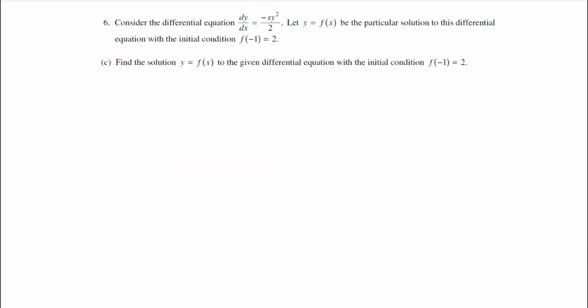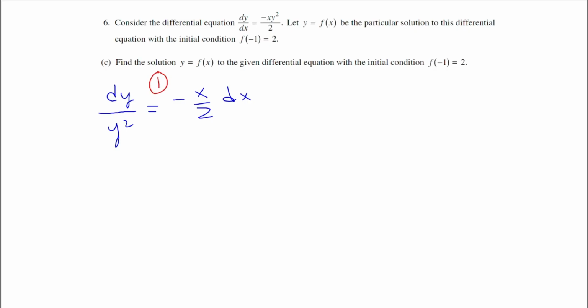And now in part C, we're going to get our last 6 points here to solve the differential equation with the given initial condition. And so this is a separable differential equation, so we're going to bring all the y stuff to the left and the dx to the right. So we're going to have dy over y squared equals, if we divide by the y squared, negative x over 2 dx, bringing the dx to the right. And you get 1 point just for doing that, for separating.